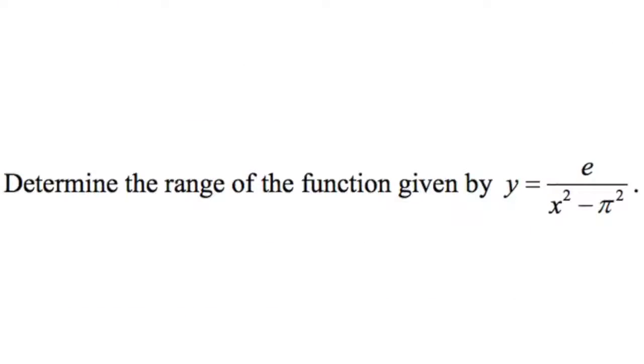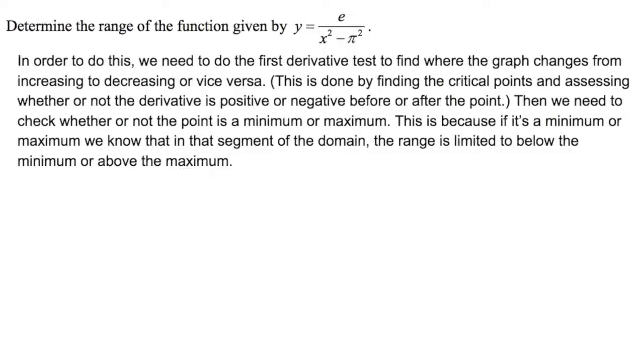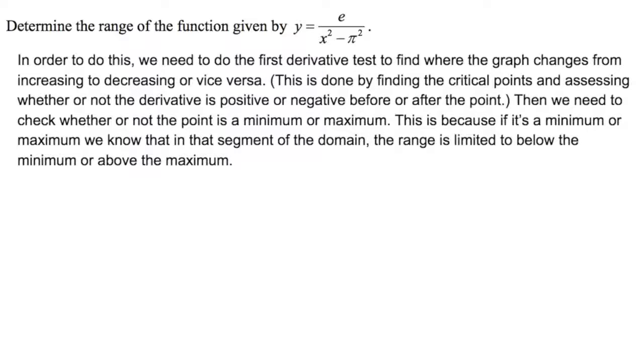Now we need to determine the range of the function given by y equals e over x squared minus pi squared. In order to do this, we need to do the first derivative test to find where the graph changes from increasing to decreasing or vice versa. This is done by finding the critical points and assessing whether or not the derivative is positive or negative before or after the point. Then we need to check whether or not the point is a minimum or maximum. This is because if it's a minimum or maximum, we know that in that segment of the domain, the range is limited to below or above the maximum.